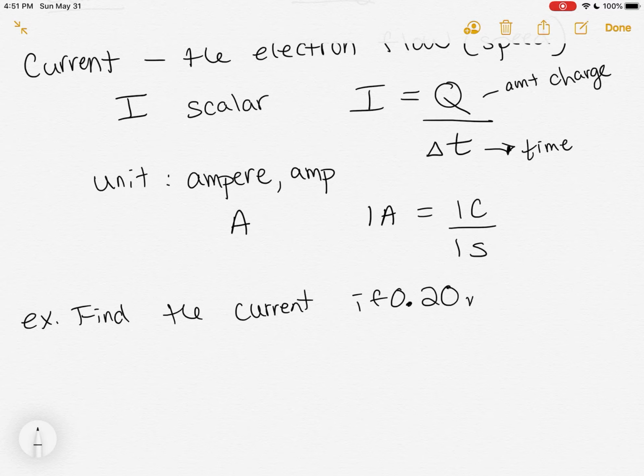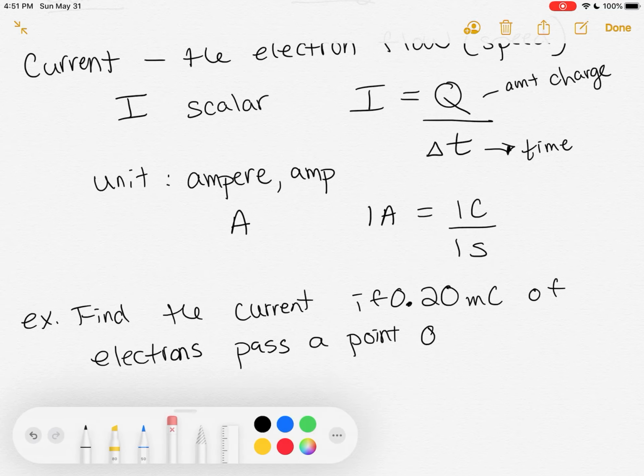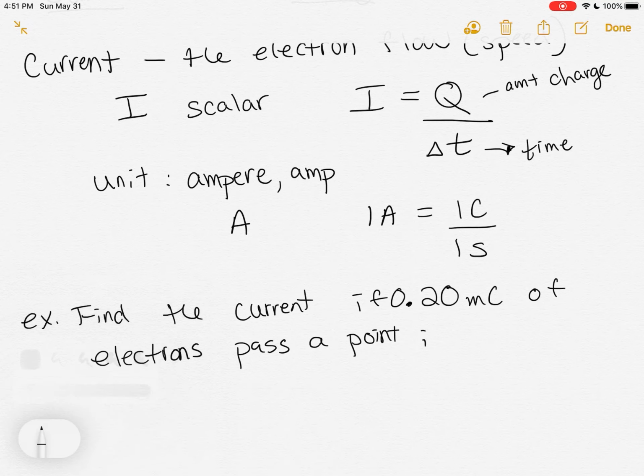If 0.2 millicoulombs of electrons pass a point in 0.75 minutes.